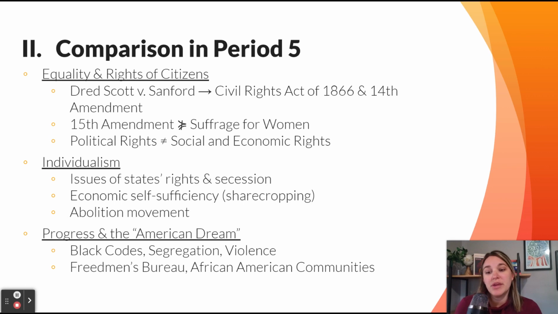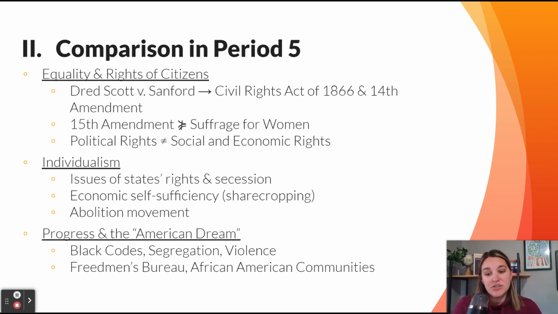Individualism is another really important American value. Think about how individualism impacts the way that people view their government and how some people would desire to have stronger state governments than a federal government. And this is really evident in secession, the secession of the southern states that started the Civil War. But after the Civil War, it's very clear that this is not something that is going to take place again.